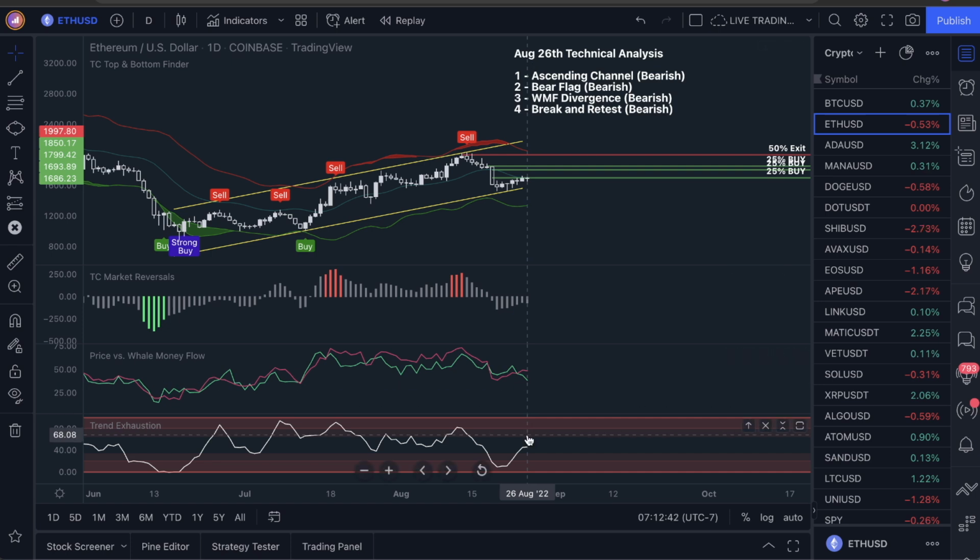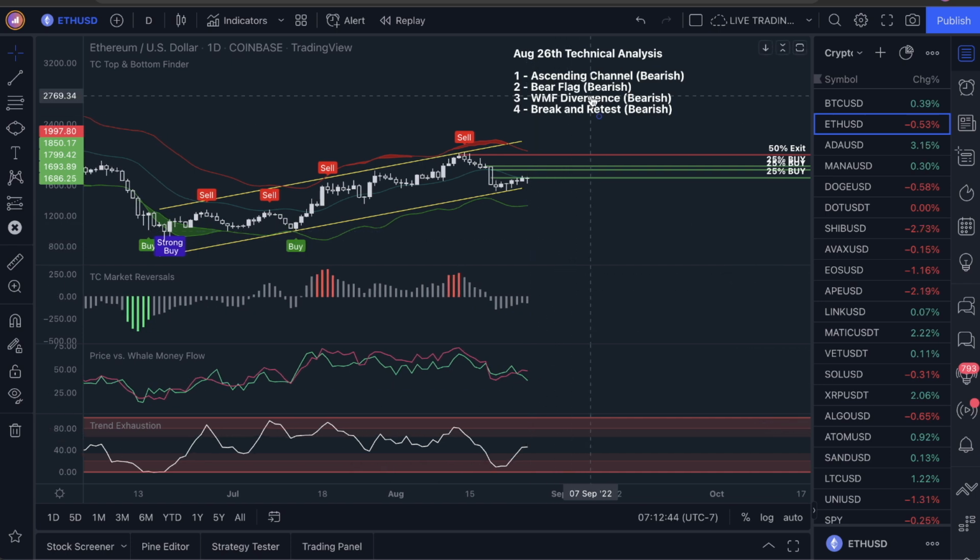So let me do one more analysis here, and then we're going to wrap this up: how do we make a conclusion of this and how do we position ourselves to win no matter what? That's what I really want to focus on.